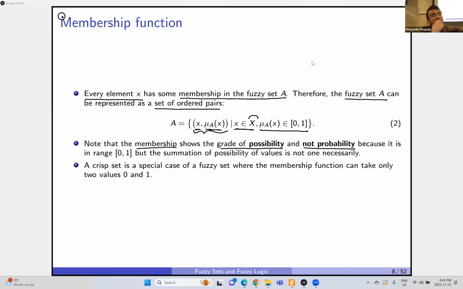Okay, I understand. So you're saying that what if X is in the universe, but it is not in the set A? Its membership is 0, right? So in this case, we can say x comma 0, but we usually don't show them. By default, we don't show them. In this notation, we can only show x and the mu values which are greater than 0. You can show all of them, but you don't need to show the ones which have membership 0.